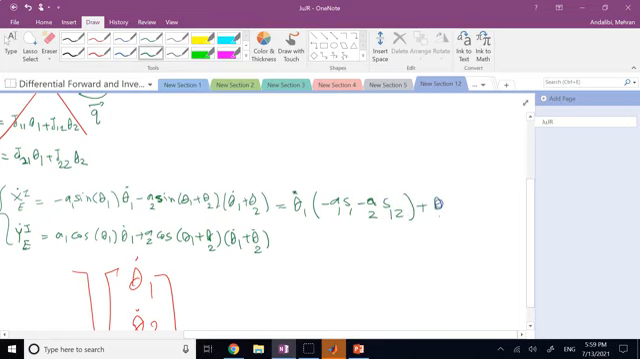And then plus theta 2 dot. What? Negative a2 sine of theta 1, 2. Similarly here, it is going to be theta 1 dot times a1 cosine 1 plus a2 cosine 1, 2, and then plus theta 2 dot times a2 cosine 1, 2. So I can write it like this.